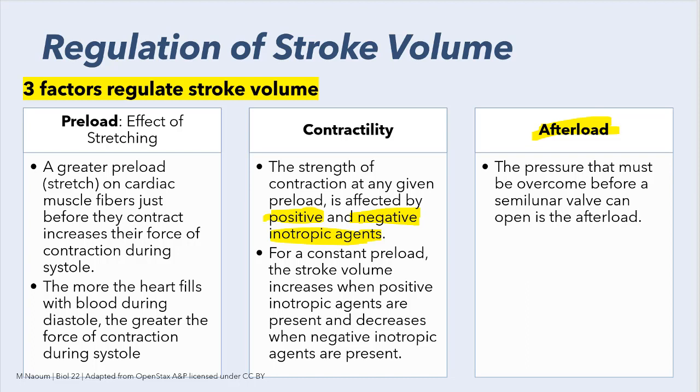Afterload is the pressure that we have to exceed in order for the ejection of the blood from the ventricles to occur. So think about how the ejection of blood from the ventricles to the arteries occurs. In order for the ventricles to release blood into the arteries, the semilunar valves have to open. And in which conditions do these valves open? They only open when the pressure in the ventricle exceeds the pressure in the aorta. And the more blood that you have in the aorta, the higher the pressure. So the ventricle has to overcome even that pressure. And so the pressure that we have to overcome in order for these valves to open so the ventricle can pump the blood forward is called afterload.